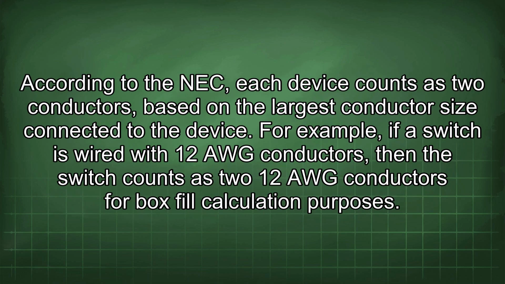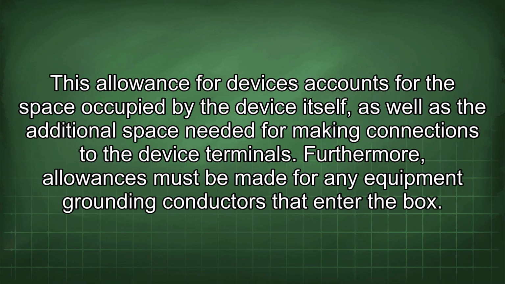According to the NEC, each device counts as 2 conductors based on the largest conductor size connected to the device. For example, if a switch is wired with 12 AWG conductors, then the switch counts as 2 12 AWG conductors for box fill calculation purposes. This allowance for devices accounts for the space occupied by the device itself, as well as the additional space needed for making connections to the device terminals.